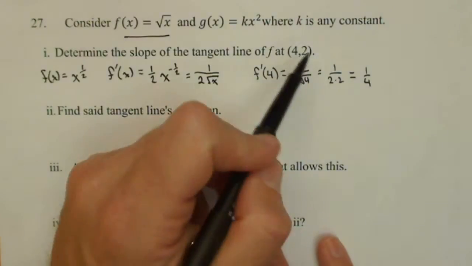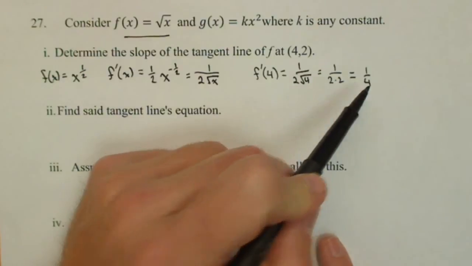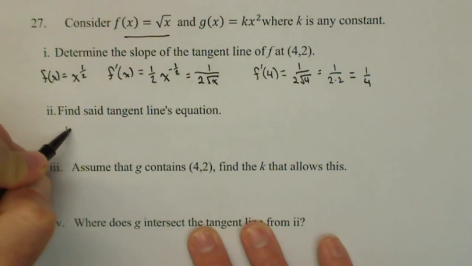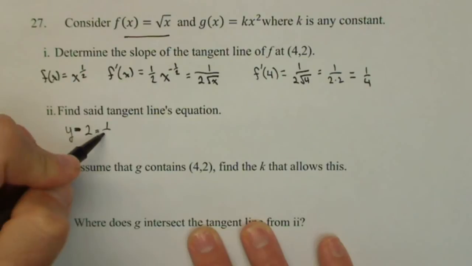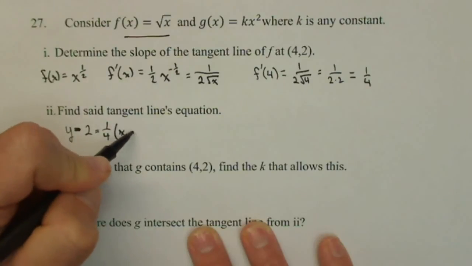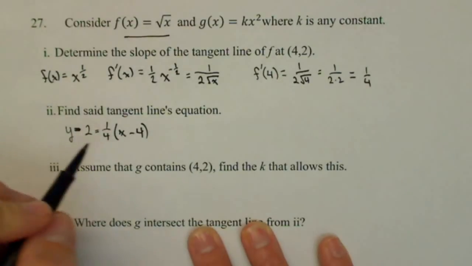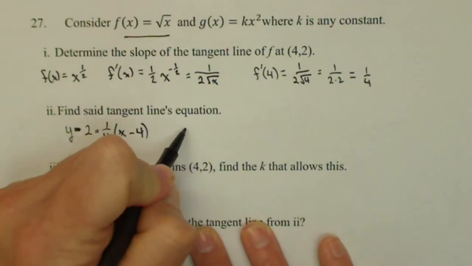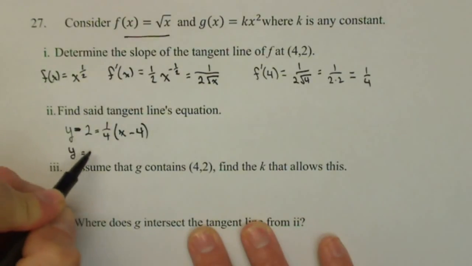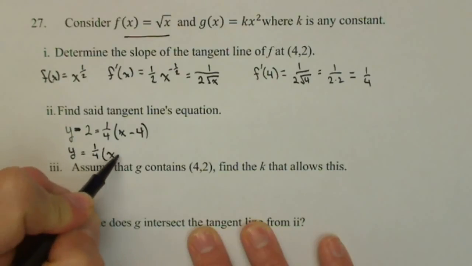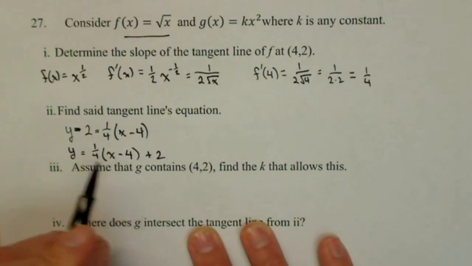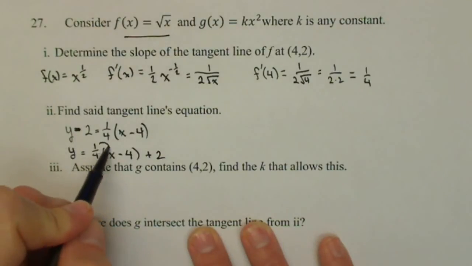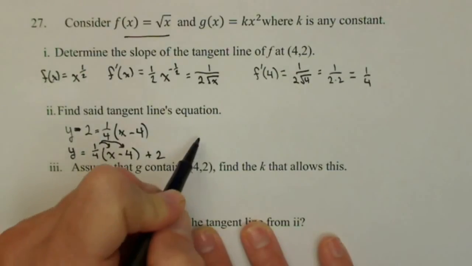To find the tangent line that goes through the point (4, 2) with a slope of 1/4, if we wanted to use point slope form, we could say y minus 2 equals 1/4 times x minus 4. Or if we wanted to solve this for y, say we wanted to graph it, we can add the 2 over, so we get y equals 1/4 times x minus 4 plus 2, so you'll see it in this way sometimes. The other way we might write it is in slope-intercept form, which is by distributing the 1/4.